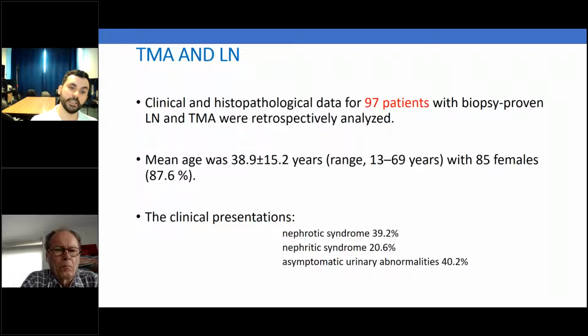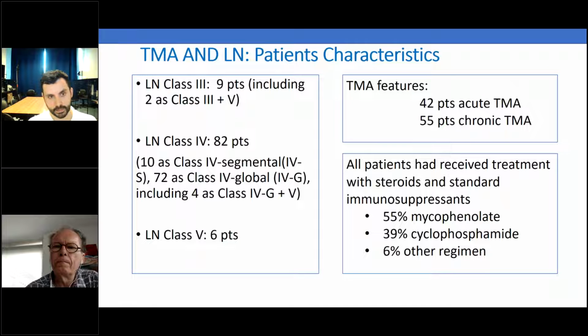And when referring to the clinical presentation, roughly 40% of them had nephrotic syndrome, 20% nephritic syndrome presentation, and 40% asymptomatic urine abnormalities. From the lupus perspective, the majority of them were class 4 lupus nephritis. For the TMA, they were 50-50% between acute and chronic. And for the treatment, most of them received mycophenolate, followed by cyclophosphamide, and 6% other regimens, mainly including rituximab.